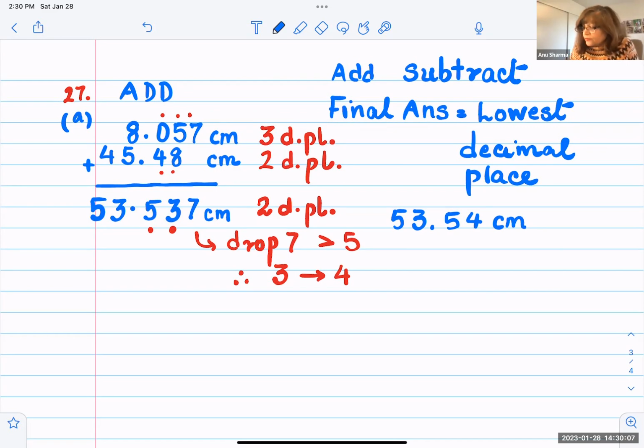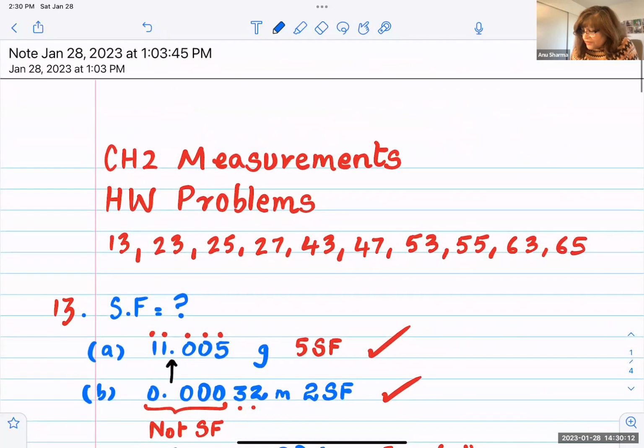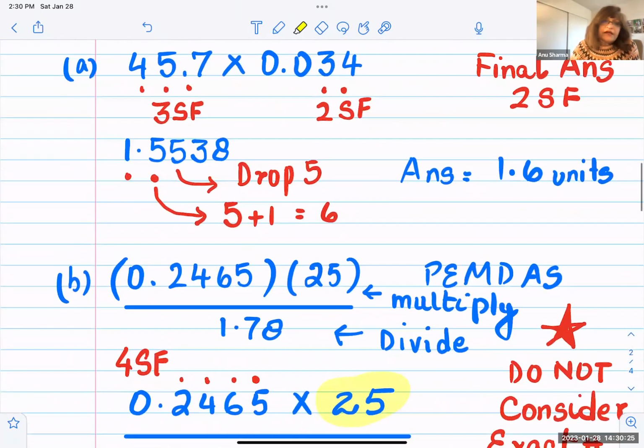So this completes the second part. All these problems I have given are based on individual, separate sections. So this was one, this is the next. Now we're going to look at the next one, 43, 47, and so forth. So let's look at the next one in the next video.